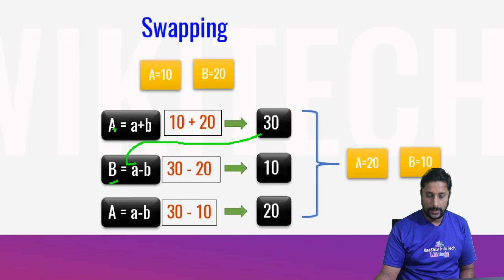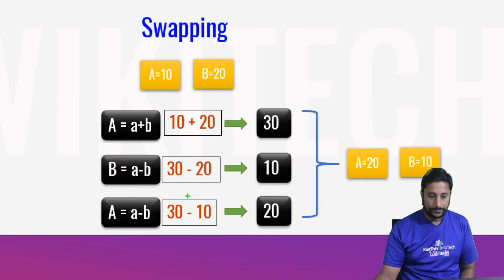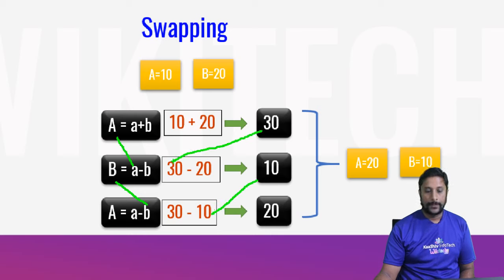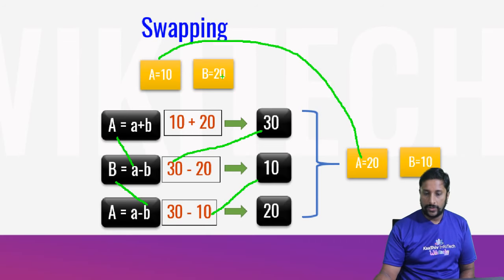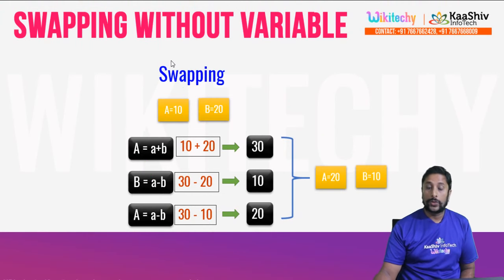The a value is 30 here because the a value will be coming here. So it's too simple. The a value is coming here and the b value is coming here. Because the b value is 10 here, and over here you are able to see it. So using this logic my a becomes 20 and b becomes 10. So we swapped the numbers without a third variable.